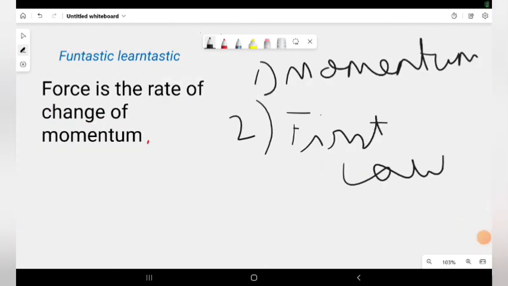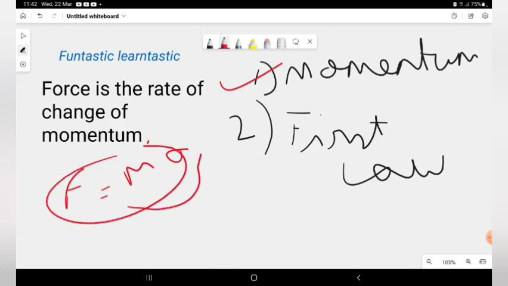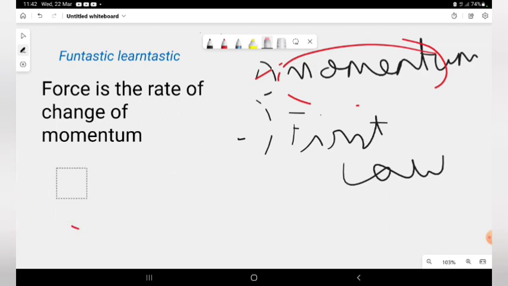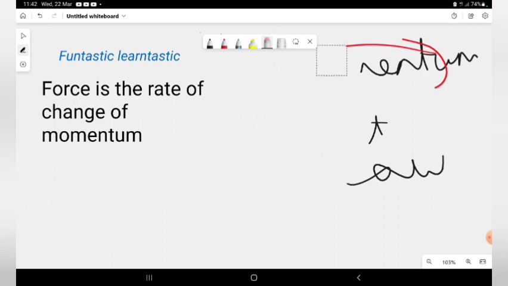Alright, so our first objective was to prove, from F is equal to ma, that the law of conservation of momentum holds. In other words, our first objective was to derive the law of conservation of momentum from F is equal to ma. What is our second objective over here? The second objective is to derive the first law of Newton from F is equal to ma.